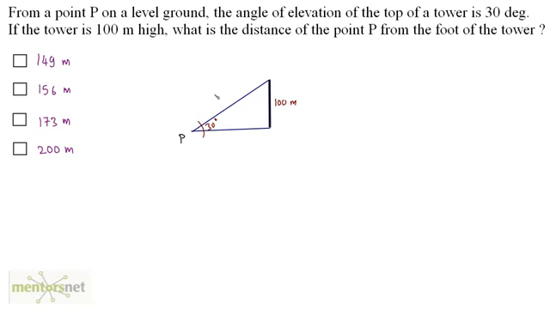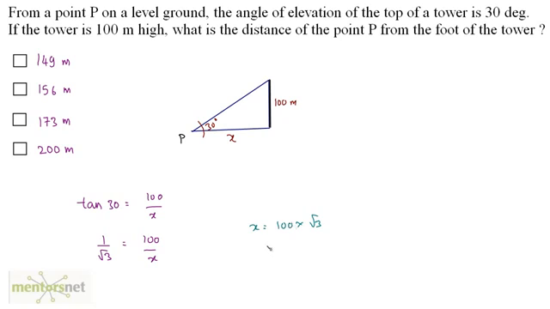Okay, and we have been asked what is the distance between the point P and the foot of the tower, and let that distance be x. Now if I take tan 30, it will be equal to the opposite side upon the adjacent side, so 100 divided by x. Now tan 30 is equal to 1 by root 3 from the trigonometric table, and that is equal to 100 by x. So I can write x is equal to 100 times root 3.